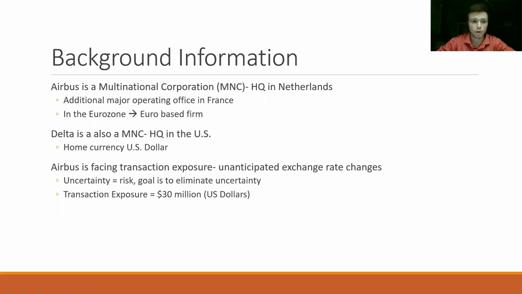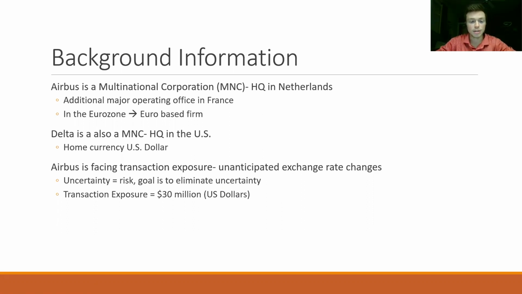So a little bit of background information here. Airbus is a multinational corporation with its headquarters in the Netherlands and an additional major operating office in France. So they are in the Eurozone and they are a Euro-based firm. Delta is also a multinational corporation, but it's headquartered in the US. So obviously its home currency is in fact the US dollar.